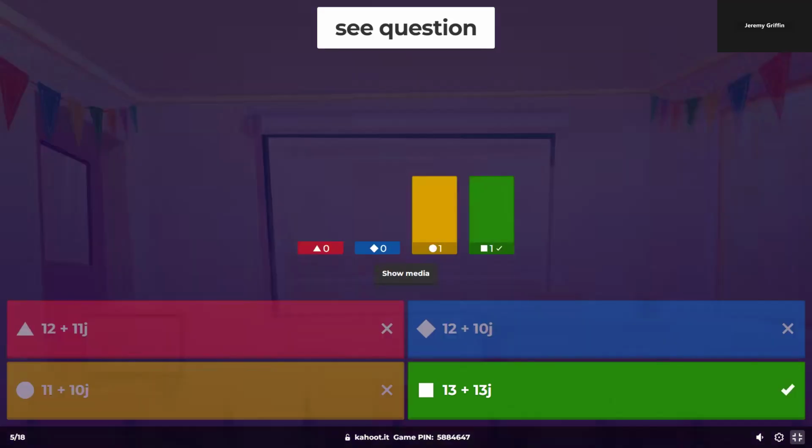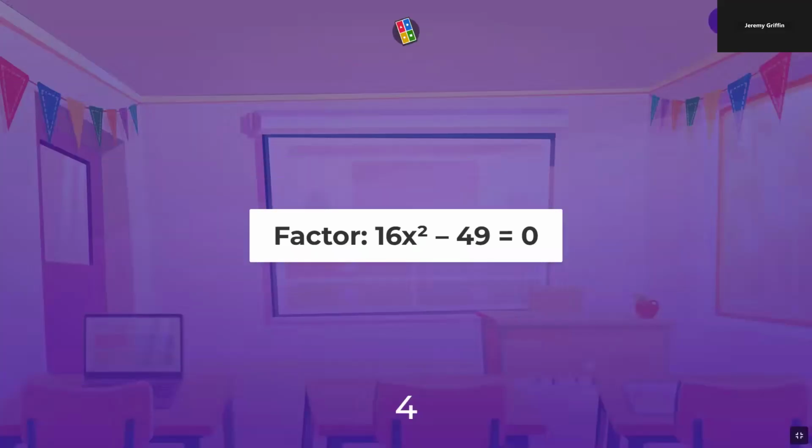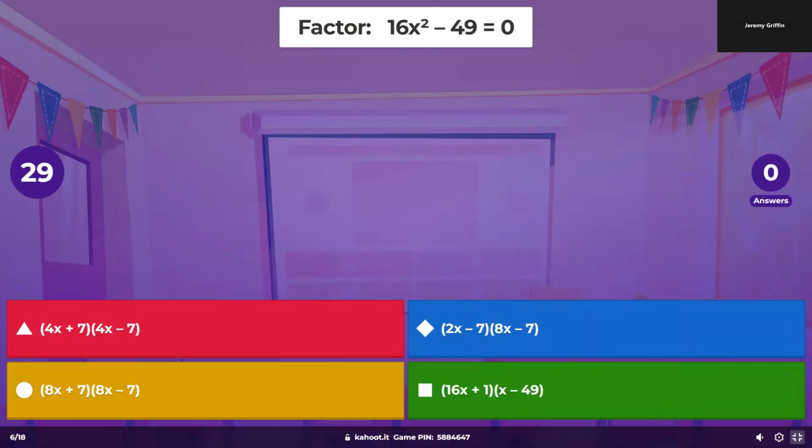All right. Somebody got it. Derek got it. Yeah. Factor that. Now, if you have a difference of two squares, you can do that with just real numbers. Difference of squares. Looks like 4x is being squared in the first term, 7 is being squared in the second term. It's the difference of those squares. So how do you factor that?